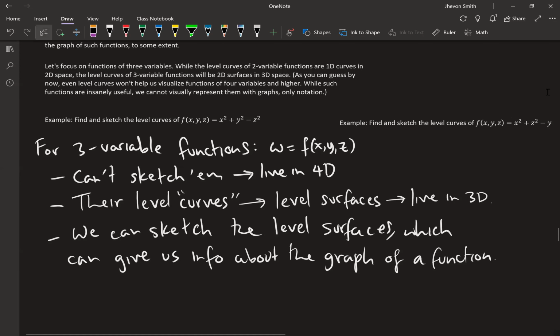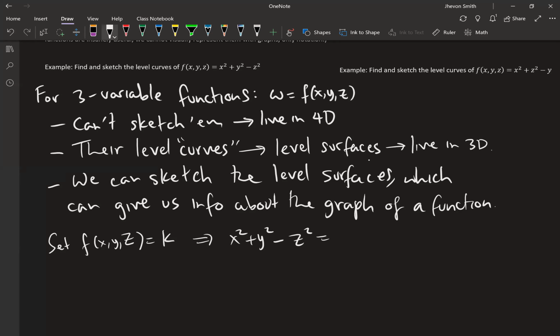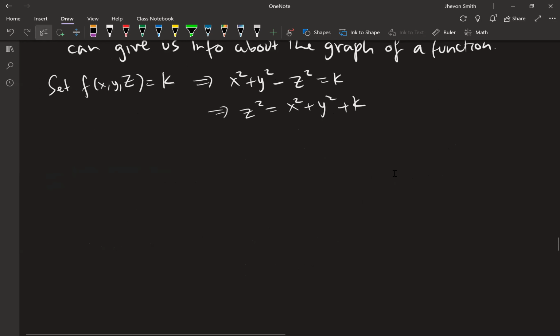So again, level surfaces for this one. So you're going to set f of x, y, z equals a constant. So this would mean that your x squared plus y squared minus z squared equals a constant. Or you could say something like z squared is equal to x squared plus y squared plus the constant. And what would that mean?